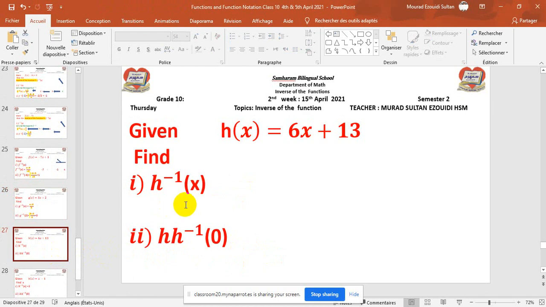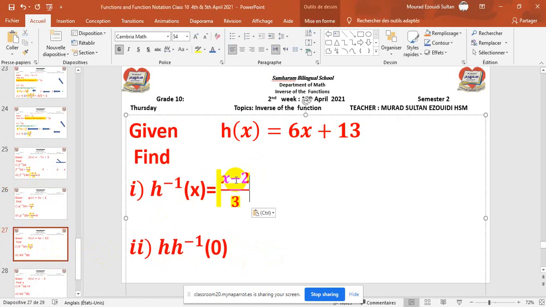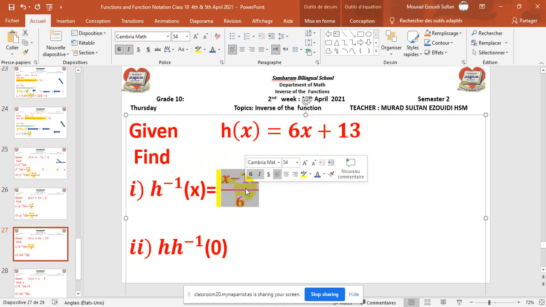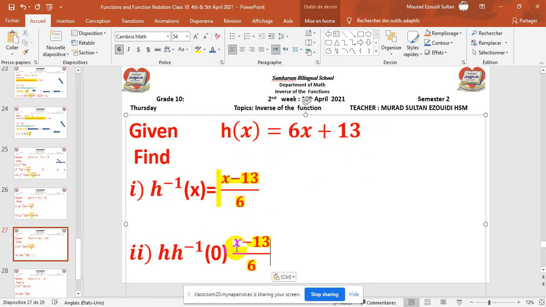The second slide. This one, for example. The inverse of the function h: h of x is 6x plus 13. The inverse function is x minus 13, divided by 6. Excellent. Now I will use this fact to find the value of this inverse function when x equals 0. Here we have h negative 1 of 0, I will put here 0. 0 minus 13 is minus 13. Minus 13 divided by 6. The last answer is minus 13 divided by 6.